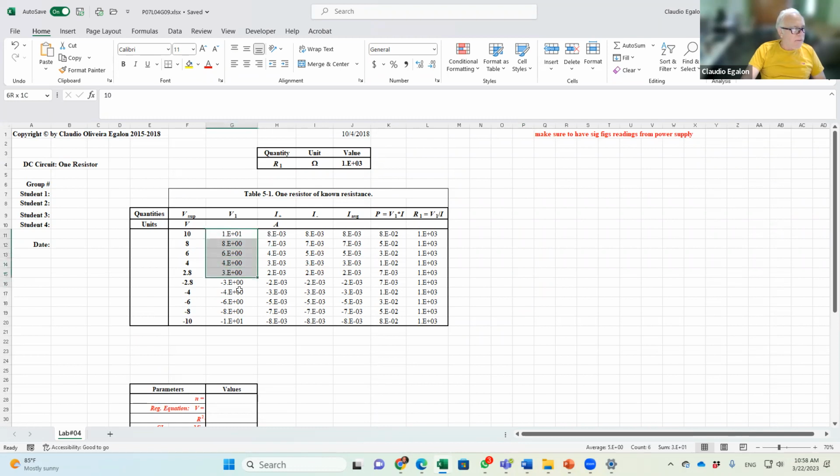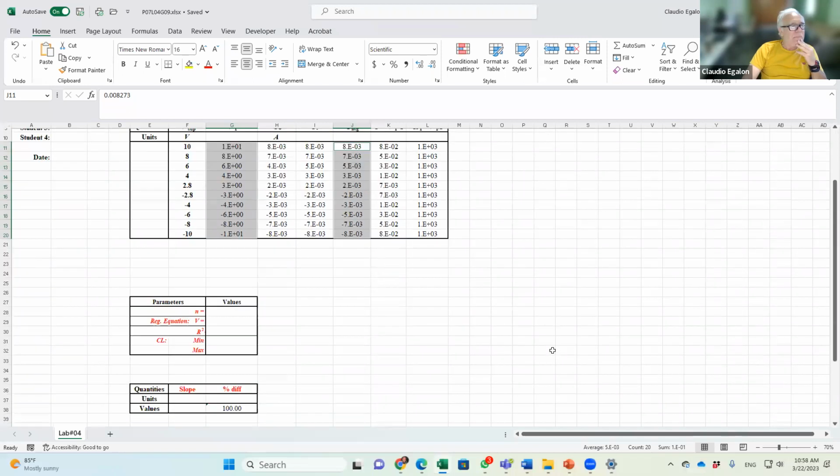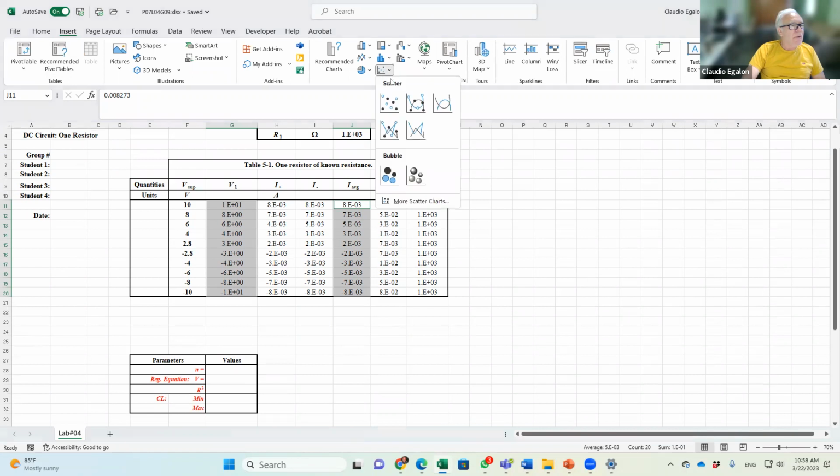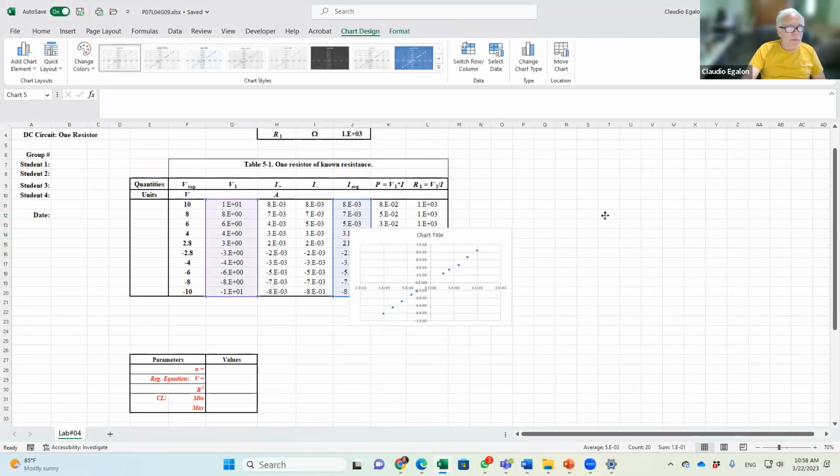You're going to plot V and I average. Okay. But remember, the V must be in the vertical. The I average must be in the horizontal. Insert.